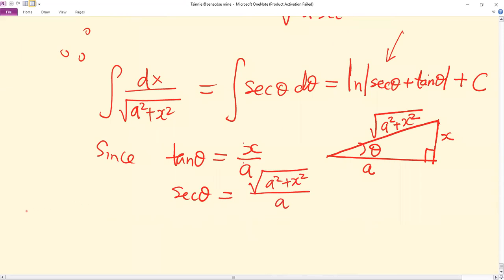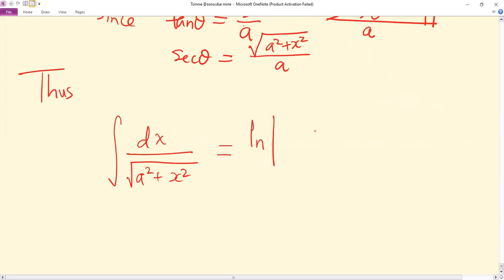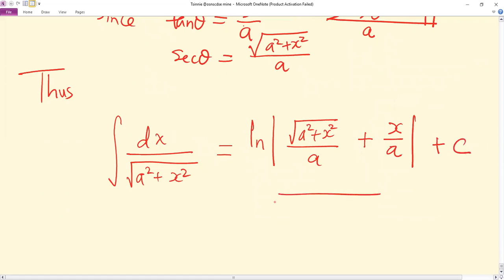Thus, the integral of dx over the square root of a squared plus x squared will be given by ln of sec theta, which is the square root of a squared plus x squared divided by a, plus tan theta, which is x over a, and then plus c. So therefore, this is the solution to our problem.